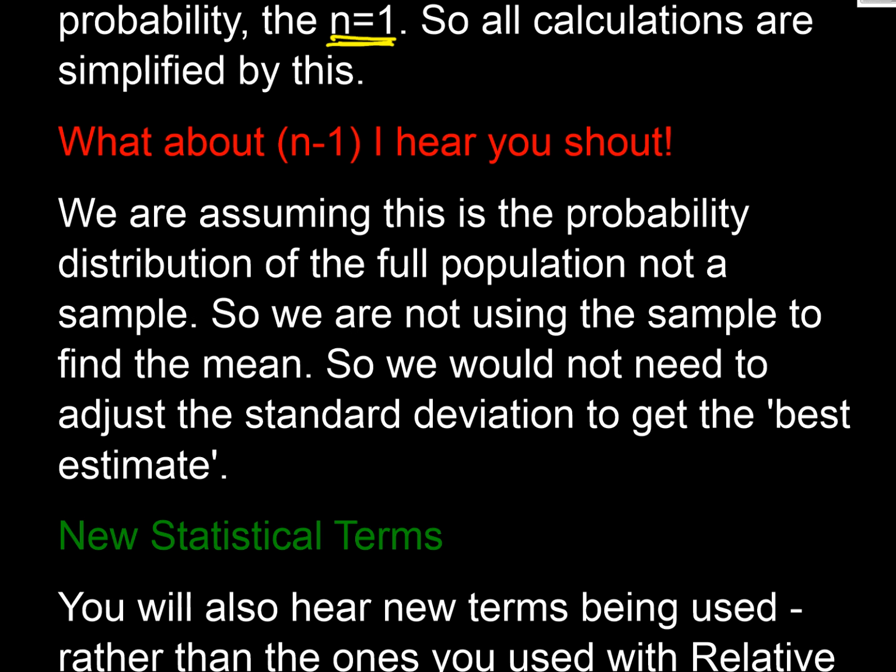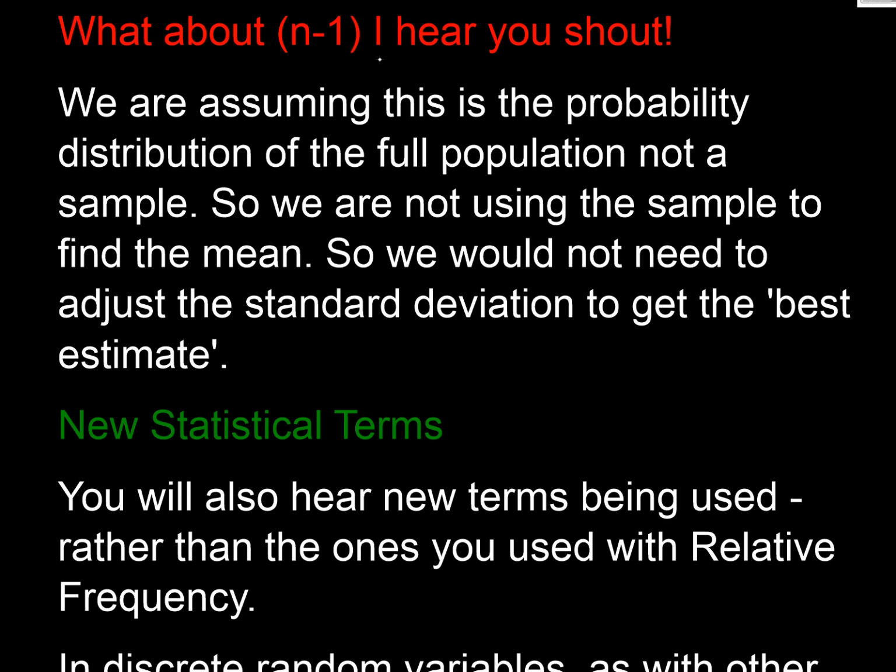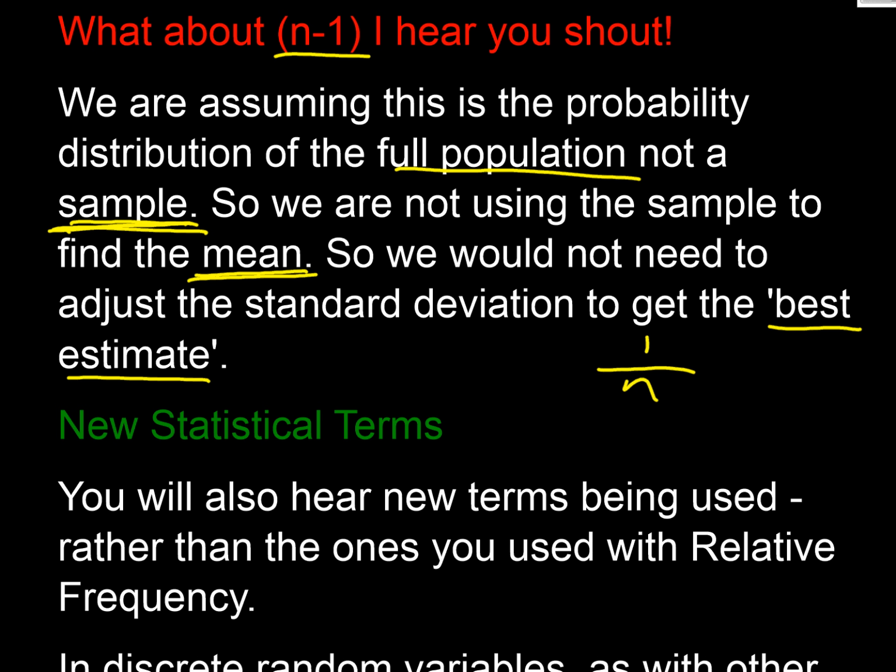Now, some of you who've done MEI particularly will be shouting, why aren't we dividing by n minus 1? Well, ultimately we're not assuming this is a sample. We're saying we're using these probabilities as the full population, so we don't have to worry about adjusting for the fact that we've already used our mean to find our standard deviation. We don't have to worry about a best estimate, so we're just going to divide by n. Okay, very quick.